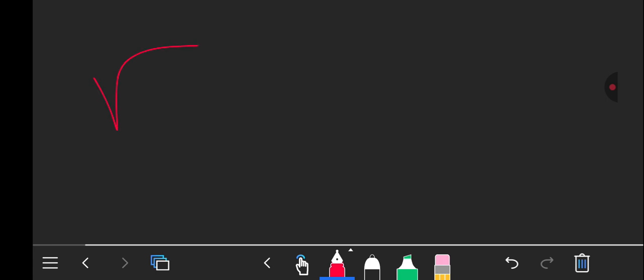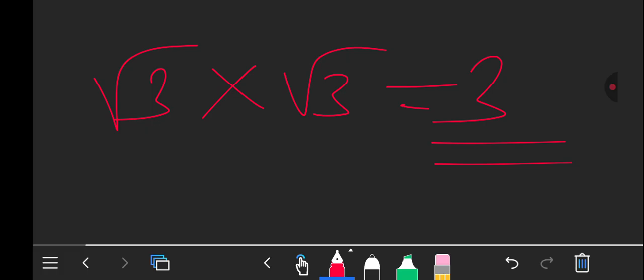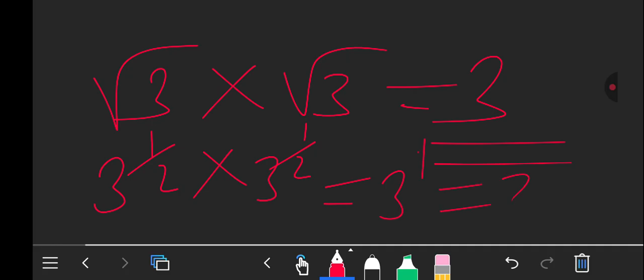Let me give an example. What if we have square root of 3 multiplied by square root of 3? What would be the answer? The answer is just 3, because this is the same as saying 3 raised to the power half multiplied by 3 raised to the power half. When you're multiplying indices with the same bases, we just add the powers. So 3 to the power half plus half, that is just 1, and the answer is just 3. So that is where all this comes from.